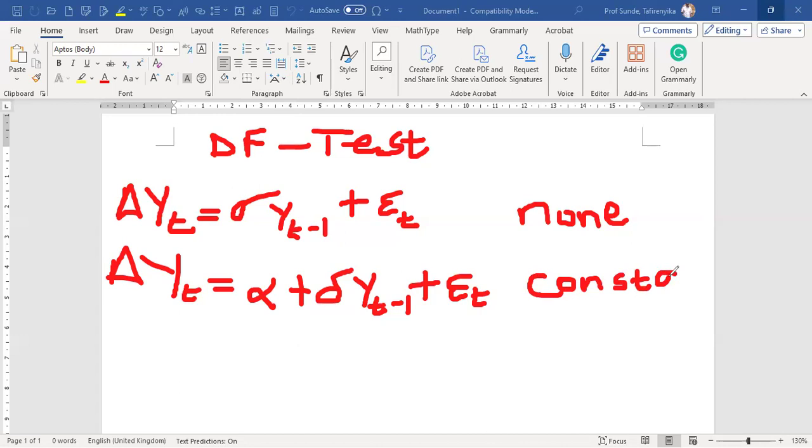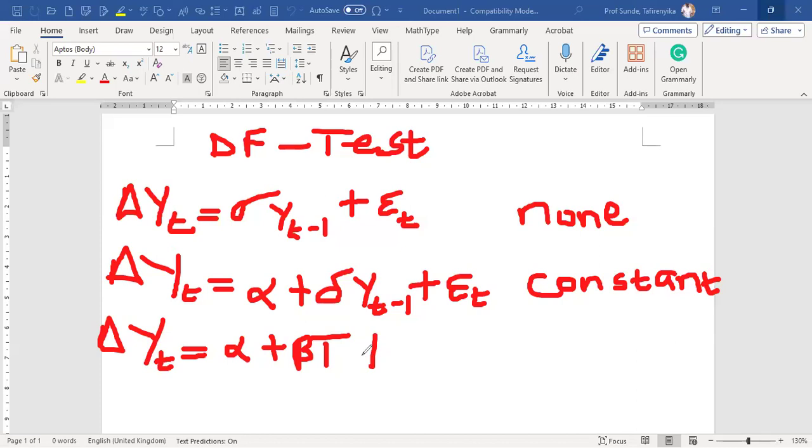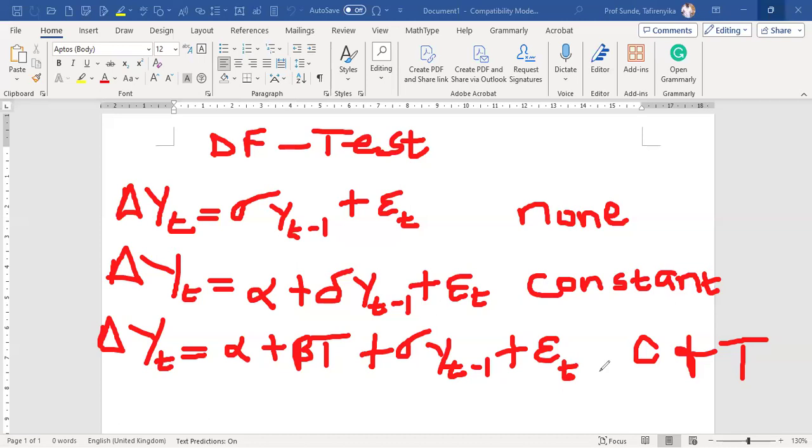So the model we are testing is a constant. Then the third equation that we discussed associated with the Dickey-Fuller test is yt is equal to a constant plus a trend with a coefficient, this is the trend variable t, plus sigma yt minus 1 plus a white noise error term. And here we are testing a model with a constant and a trend.